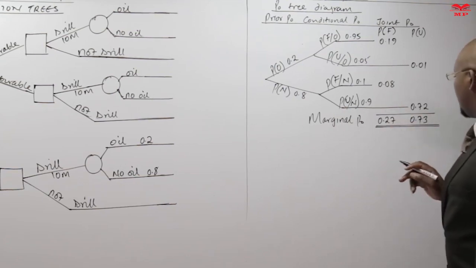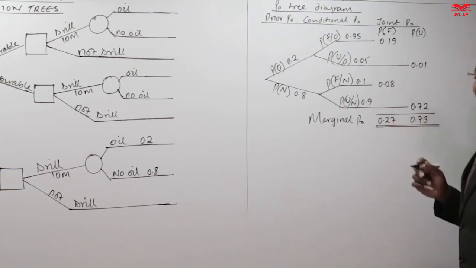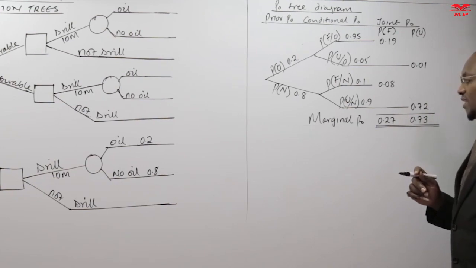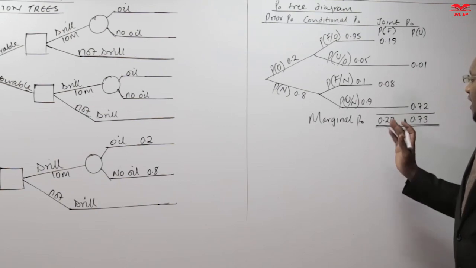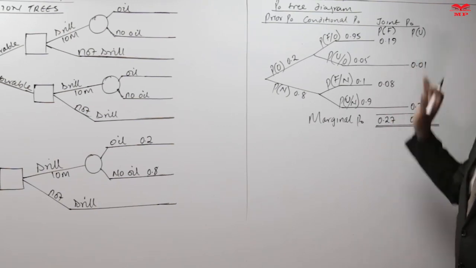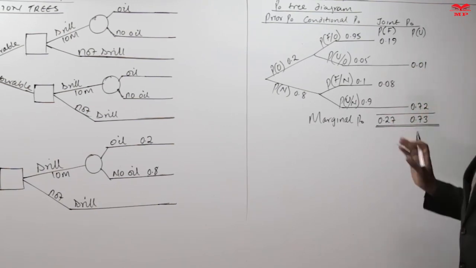0.1 and 72, you get 73. Now this is giving us 1. But one thing to note is that we can see that it is giving us the total probability of favorable, total probability of unfavorable.